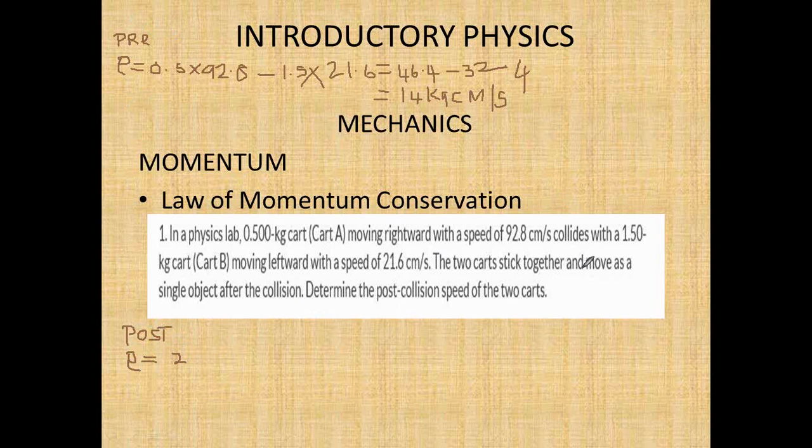They stick together and they move as a single unit, so they're going to have a velocity v. We don't know what v is, but they're going to have a velocity v. From the law of momentum conservation, the pre-collision momentum is equal to the post-collision momentum. So we know that 2v is equal to 14.